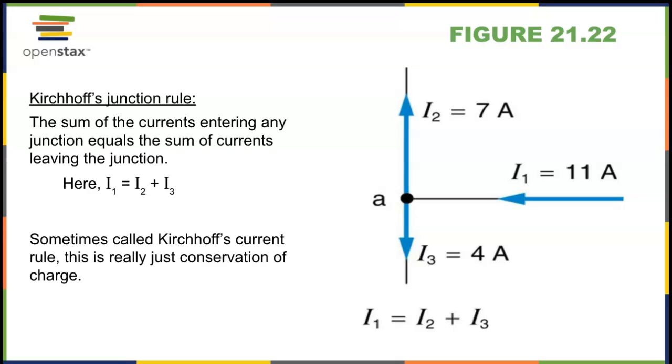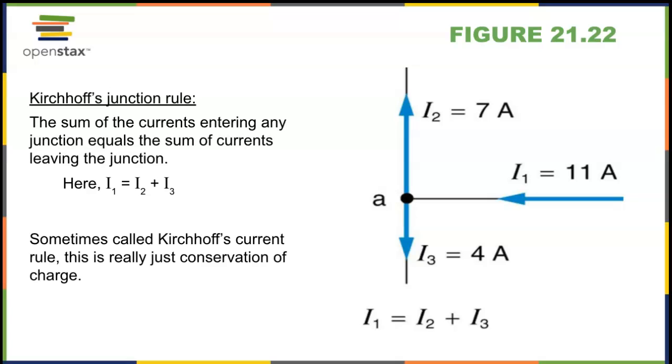The first of them that we'll talk about is Kirchhoff's junction rule. Now, a junction is an intersection of wires. So for example, we have this black wire, this black wire, this black wire, and at any junction of wires, the sum of the currents entering the junction has to equal the sum of currents leaving the junction.